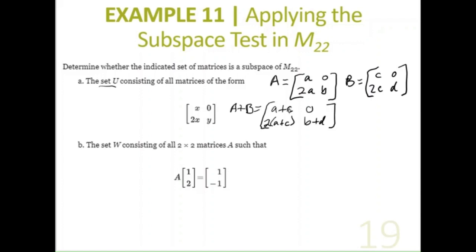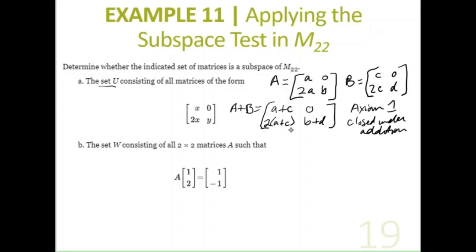Because here, a plus c, no matter what a and c are, it would fit the form of x here. b plus d, whatever they happen to be, they would fit the form of being y because they could be added together. Whatever a and c happen to be, it would still fit this form because it's the same as the entry here. So this would be closed under addition. So this would be axiom 1, and that would be closed under addition.